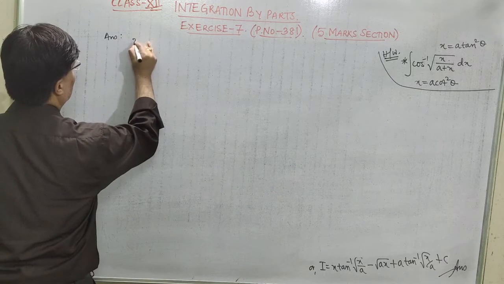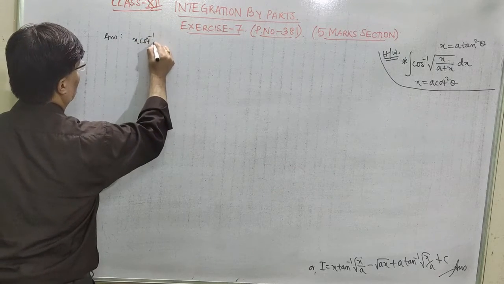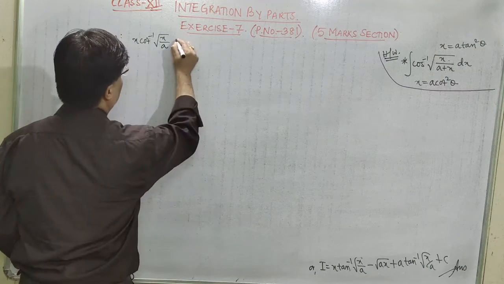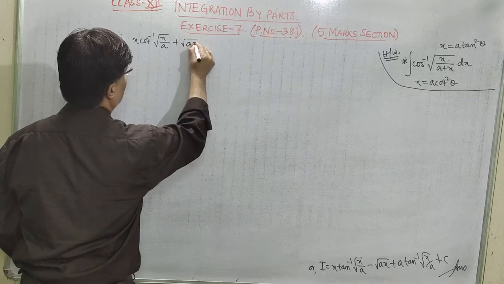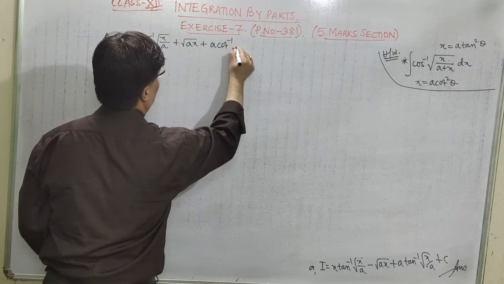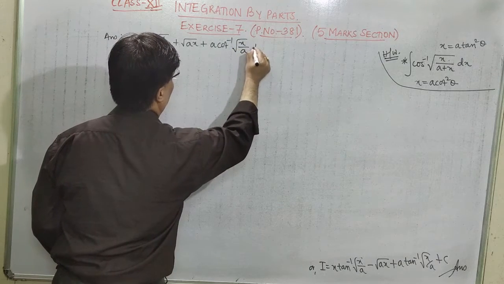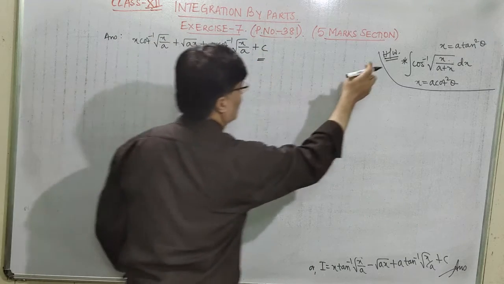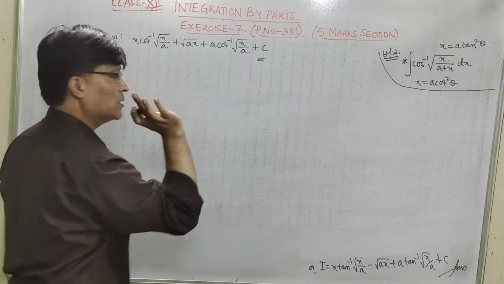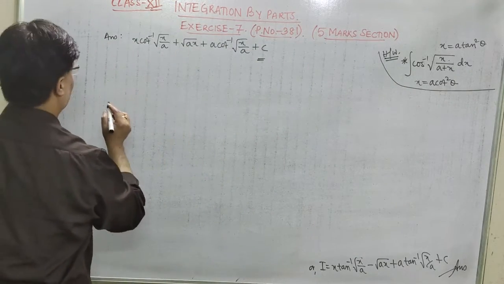x cot inverse root over x by a plus root over ax plus a cot inverse root over x upon a plus c. This will be the answer for this question. Okay, the answer for this question is this one. Is that clear? So next, write down the homework.